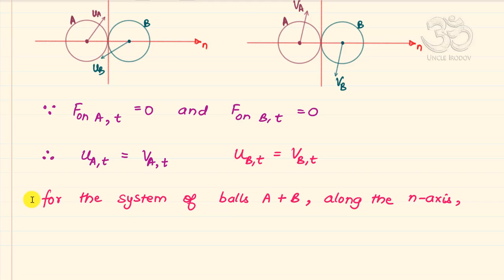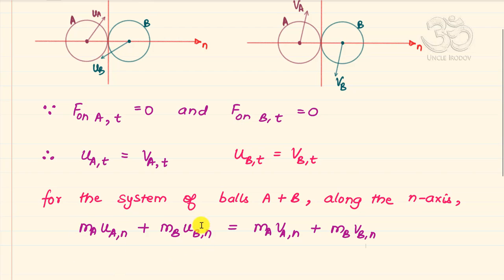you can say that mass of A times the initial velocity of A along the normal axis plus mass of B times the initial velocity of B along the normal axis is equal to mass of A times final velocity of A along the normal axis plus mass of B times the final velocity of B along the normal axis.